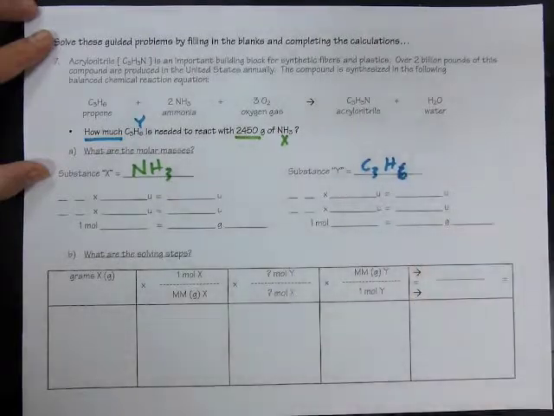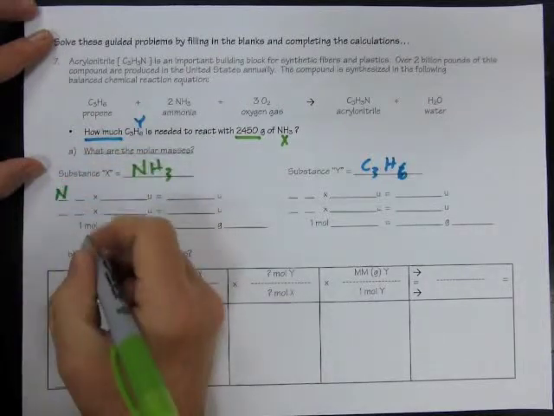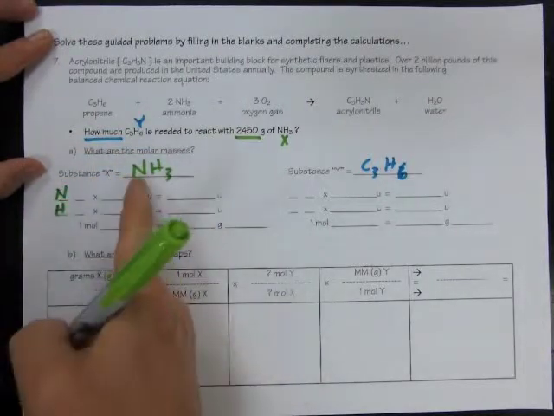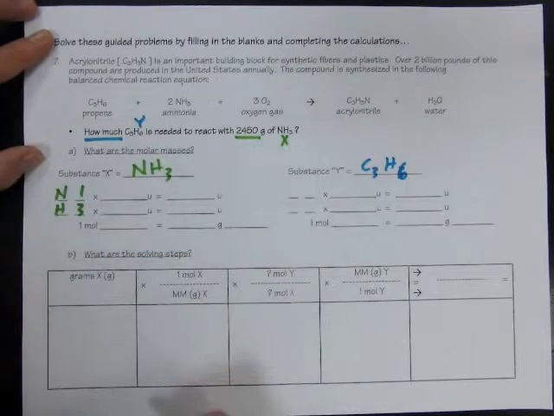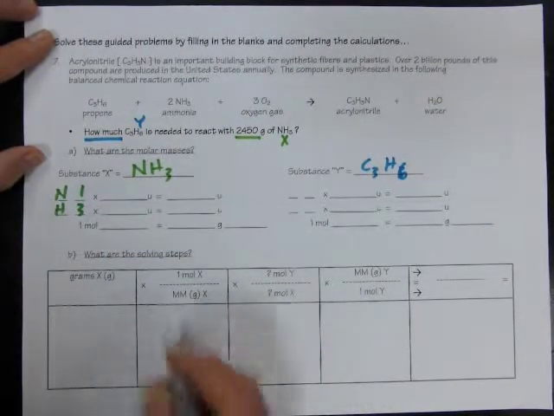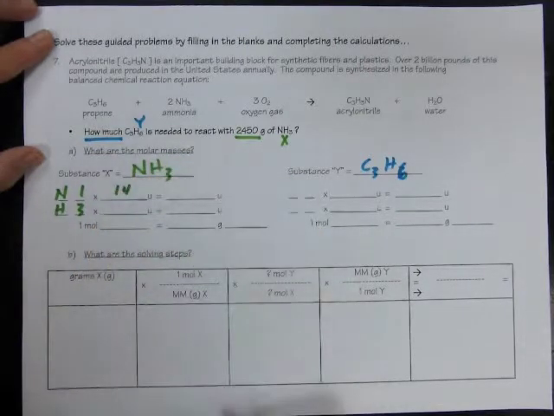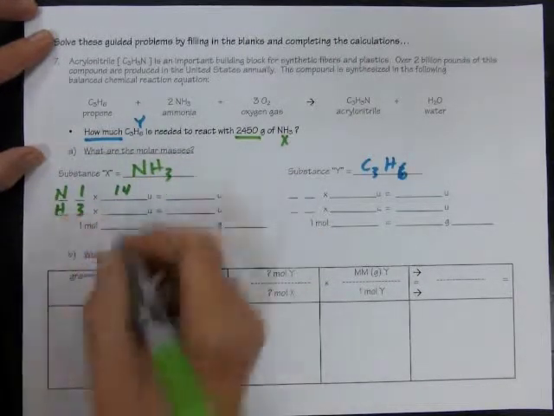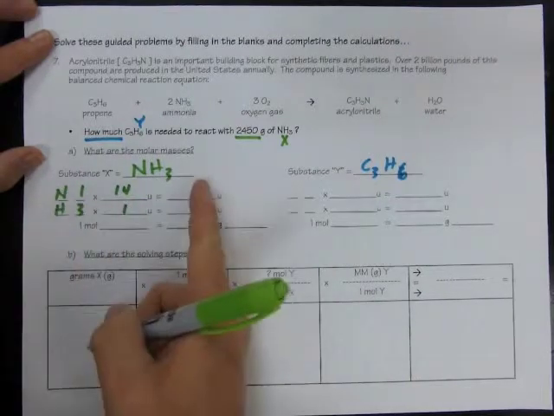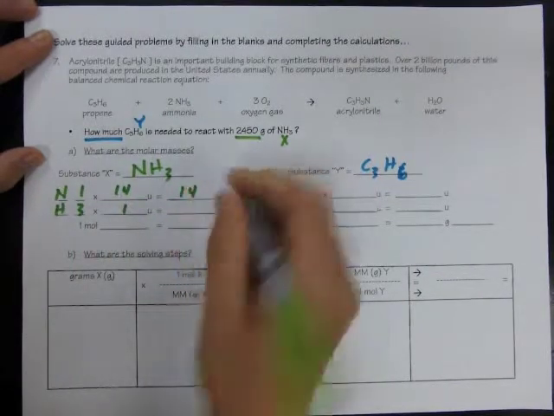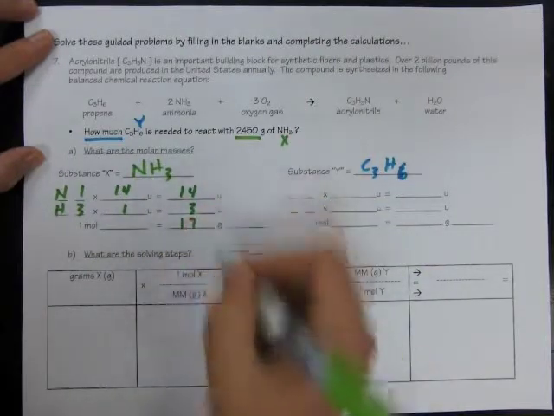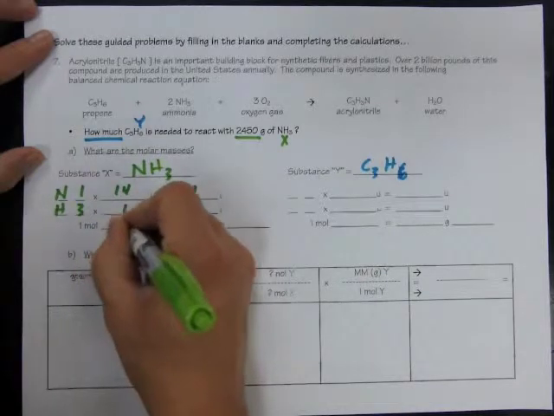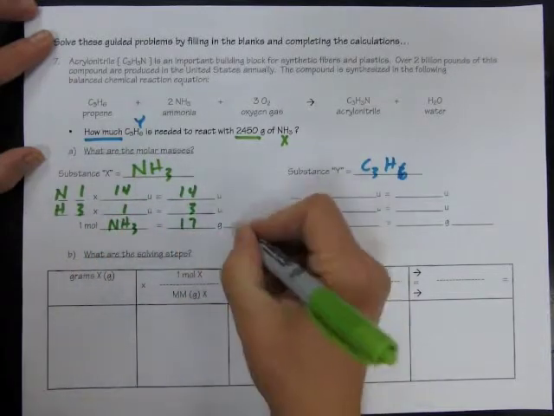Okay, so to do that, I'll list the elements, nitrogen and hydrogen, and I'll count them. There's 1 nitrogen and there's 3 hydrogens. And when I look at the periodic table to find the mass of nitrogen, it's 14. We'll round to the nearest whole number. For hydrogen, it's 1. Now I'll multiply across. 1 times 14 is 14. 3 times 1 is 3. I'll add going down. 17. 1 mole of ammonia is 17 grams of ammonia.